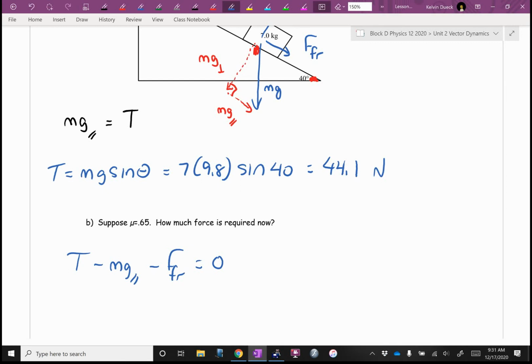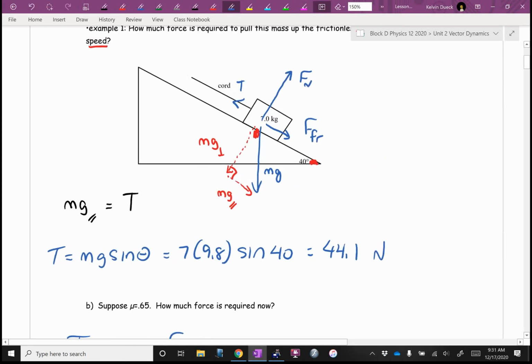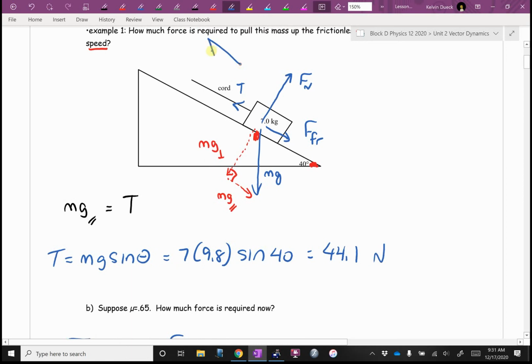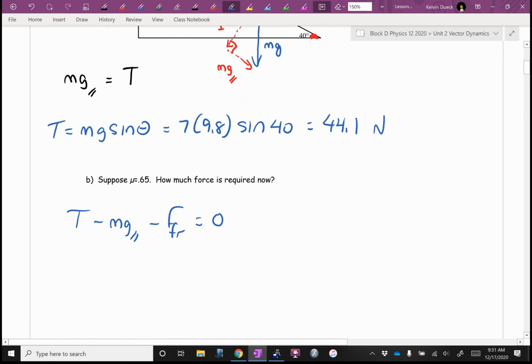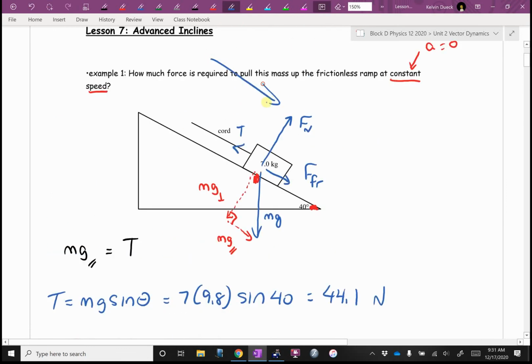Why is it minus friction? Because I decided to let up the ramp be winner. Which way is friction pointing? Loser! I meant the force, not you. Or did I? Is that okay? By the way, if we were sliding down the ramp and I let up the ramp be the winner, friction would be a winner.